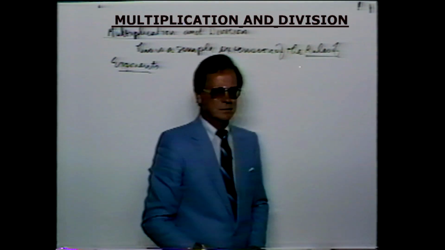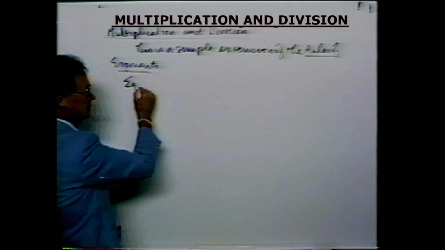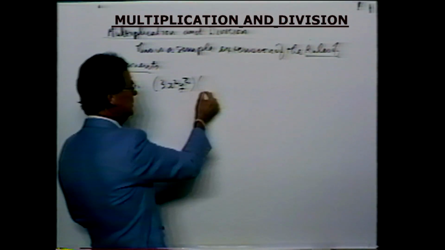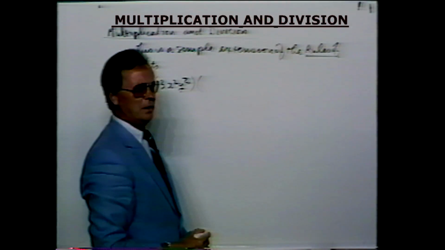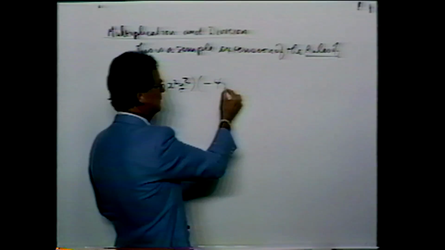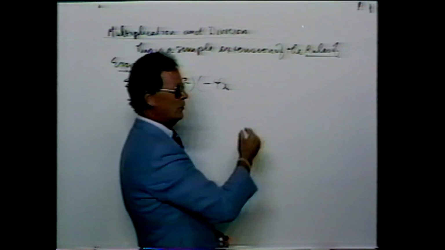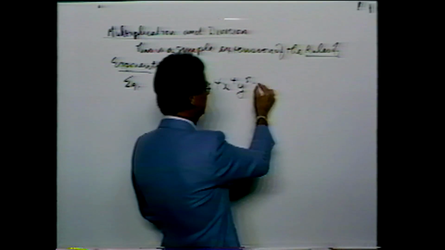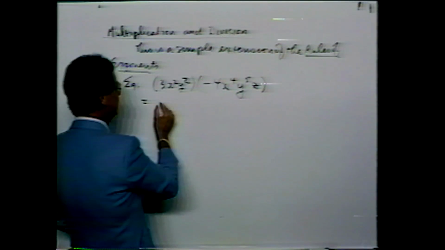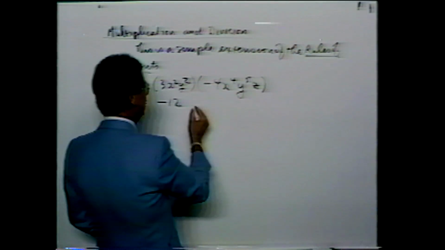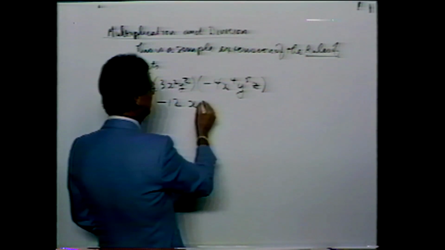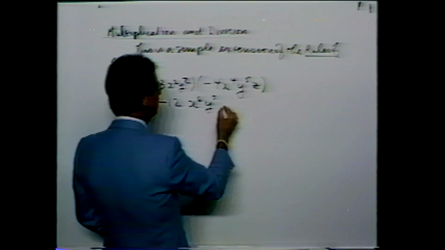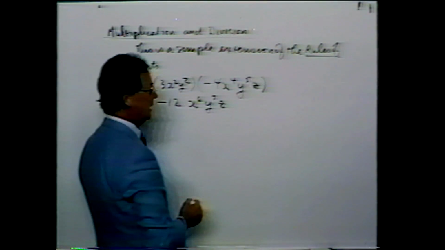For example, 3x squared y squared multiplied by minus 4x to the 4th, y to the 5th, and z. We have negative 12, the rules of exponents there. Add exponents, and x to the 6th is what we want. Finally, y to the 7th, and lastly, z.